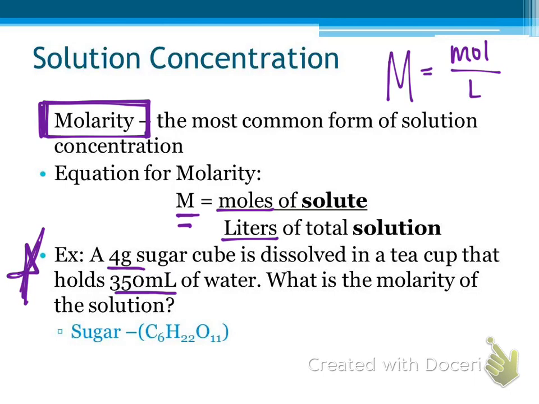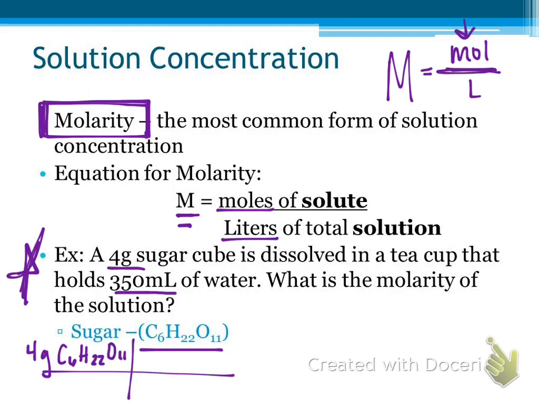I need to go grams to moles first. And I gave you the formula for sugar, so let's do that first, because I can't put grams per liter. It's moles per liter. So I need to go from grams of sugar, so 4 grams of C6H22O11, to moles. I do my conversions in T-chart form.